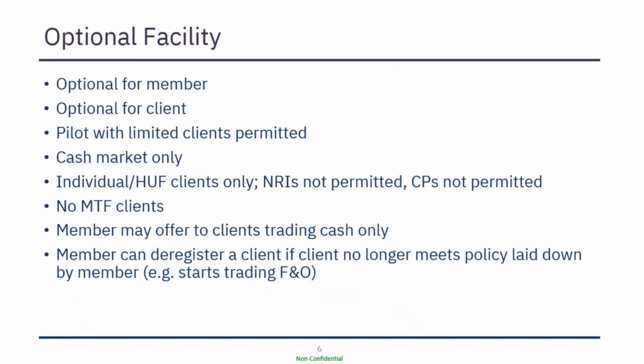Some restrictions. Firstly, it is right now live only for the cash market. It is not available for other segments. It is up to the member if they want to offer it only to clients who trade cash, that's possible. Or if they want to provide it to clients trading both, that is also possible. But the catch is, for such clients, there will be two mechanisms. When the client trades cash, he will trade through the UPI ASBA mode. But when the client is trading FNO, he will trade FNO through the normal mode.